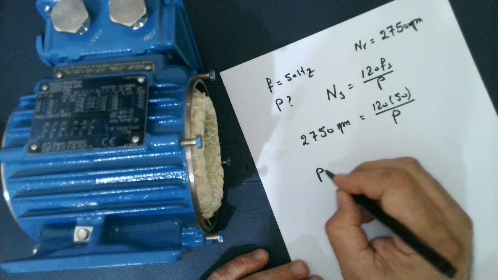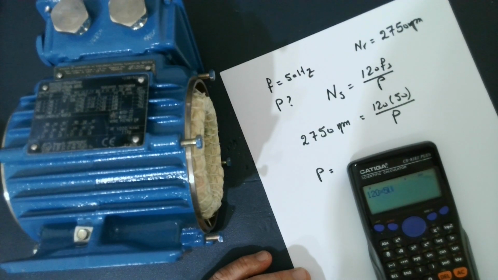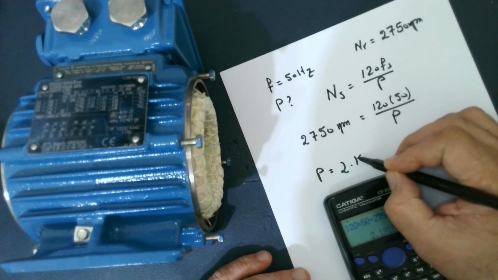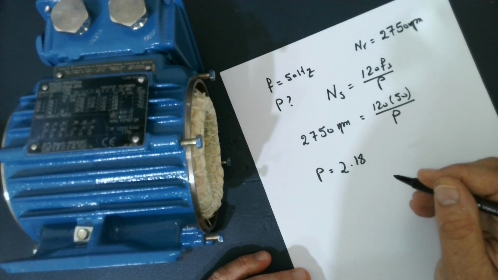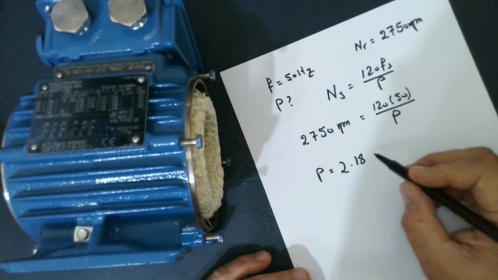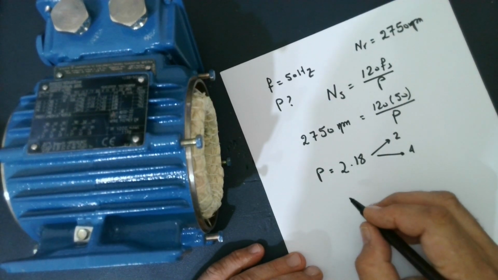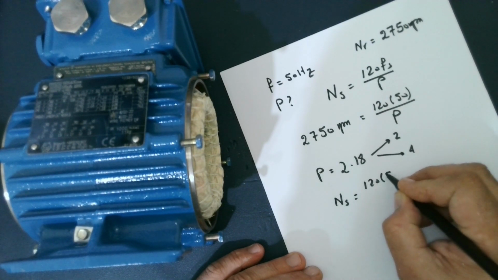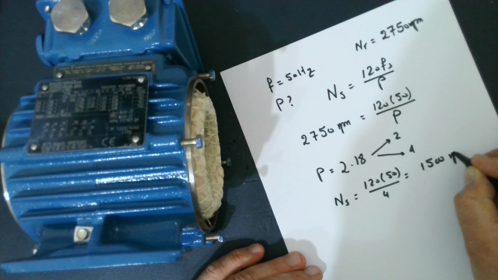So we can calculate that one here using this calculator. So that one will be 120 multiplied by 50 over 2750. So that gives you something like 2.18. So we know that the poles should be an even, integer number. So either we are going to choose 2 or 4. So someone said that I'm going to choose 4 poles. So the synchronous speed equals 120 times 50 over P, which is 4. That gives you 1500 RPM.